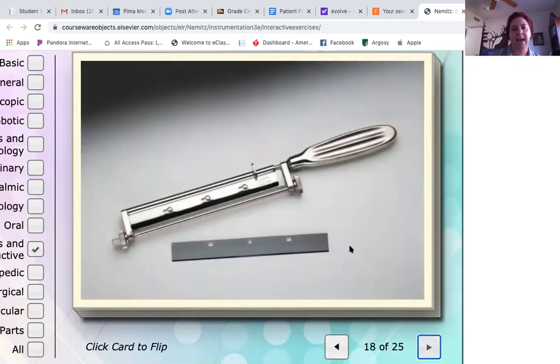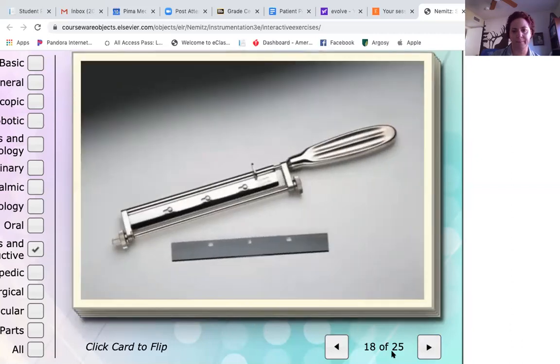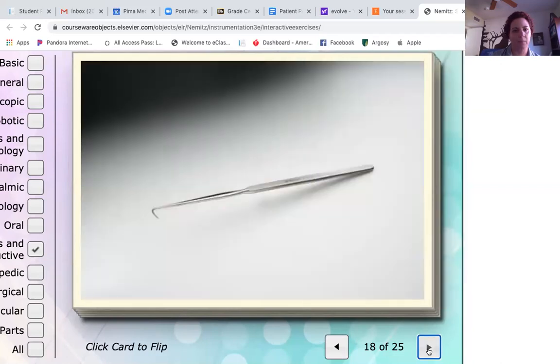So this is a handheld skin knife. So different from the powered dermatome, this has a disposable blade as well. It loads right into here, okay? So this is the handheld one. Watson Skin Graft Knife. Watson. Okay.